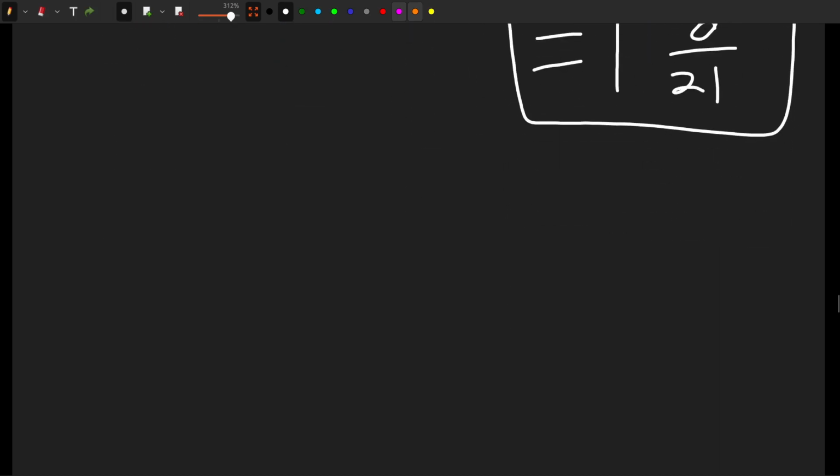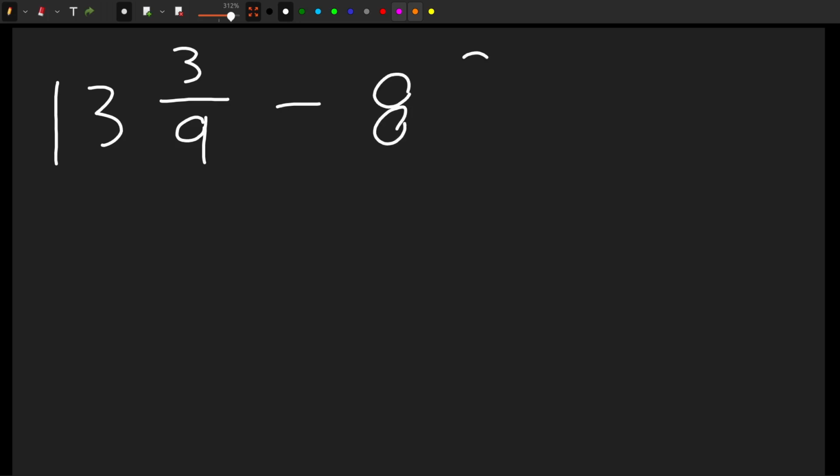Very last problem. Just gonna go down to a new page anyways. Alright, 13 and 3/9 minus 8 and 2/15. Okay, I'm going to do this a little quick. 9 times 13 is 91.